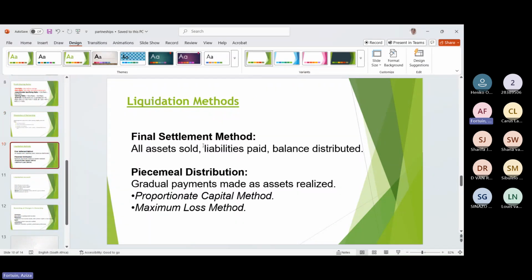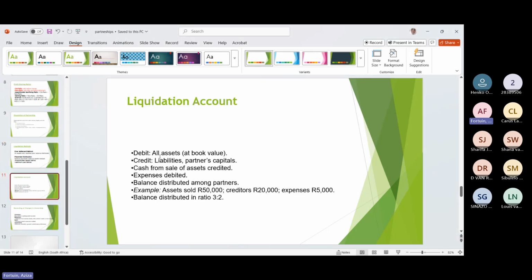Right, liquidation: all assets are sold, liabilities are settled and the balance is distributed. The piecemeal distribution: gradual payments made as assets are sold, using the proportionate capital method and the maximum loss method. The liquidation account: all assets at book value. You credit your liabilities and your partners' capitals. Cash from sale of assets is credited. You debit your expenses, and the balance is distributed amongst the partners.